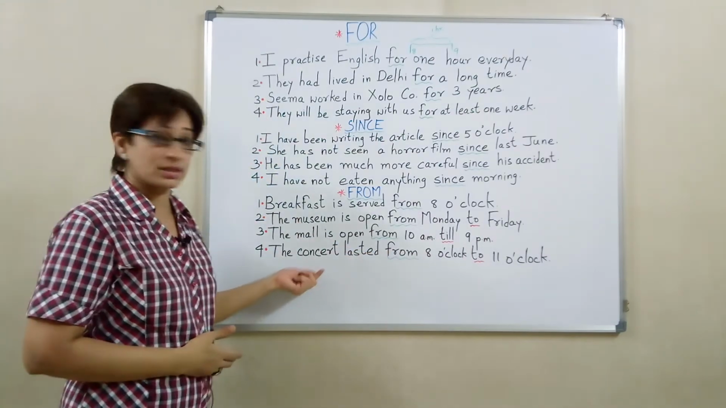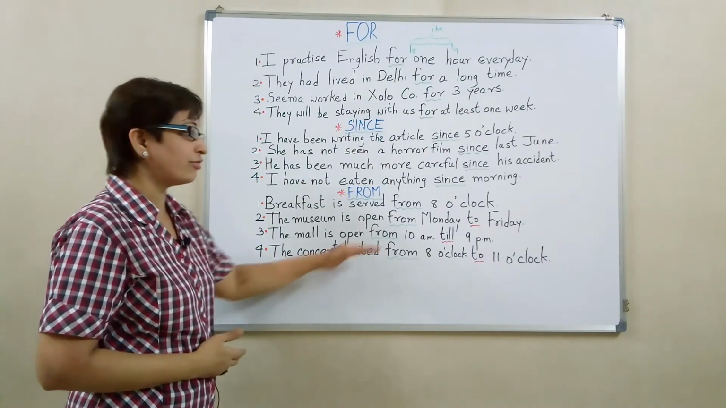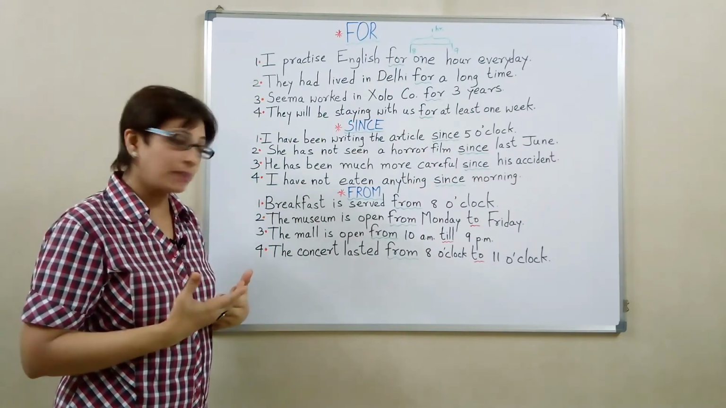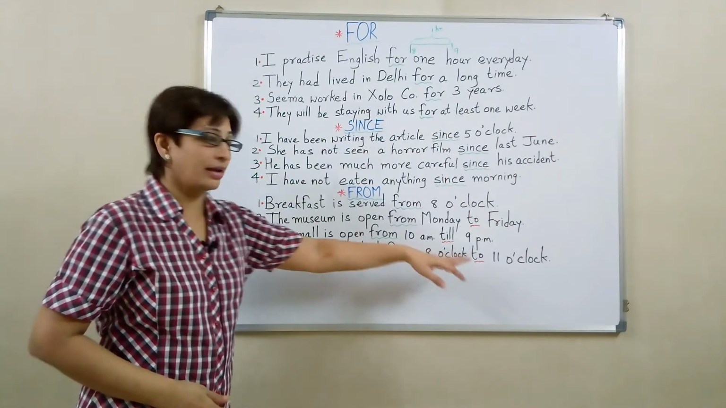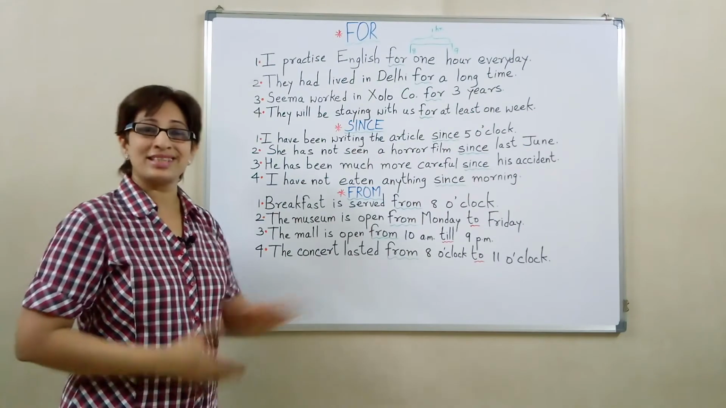If I have to say this sentence by using for, then I have to say the concert lasted for 3 hours. So if I have to tell the duration of time, I have to use for, but here I am talking about the starting point and the ending point, and that is why I am using the preposition from. So that's the end of the lesson.